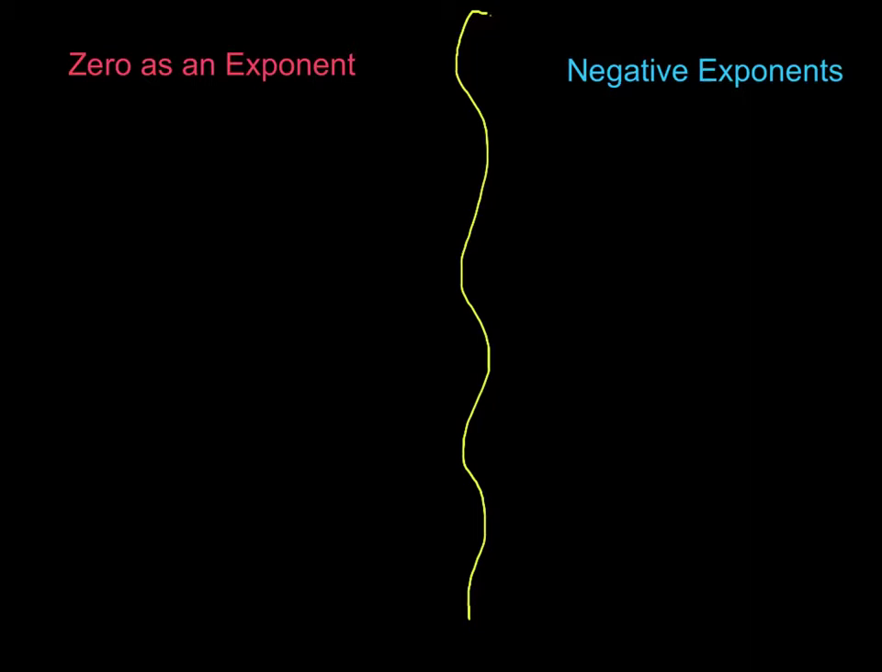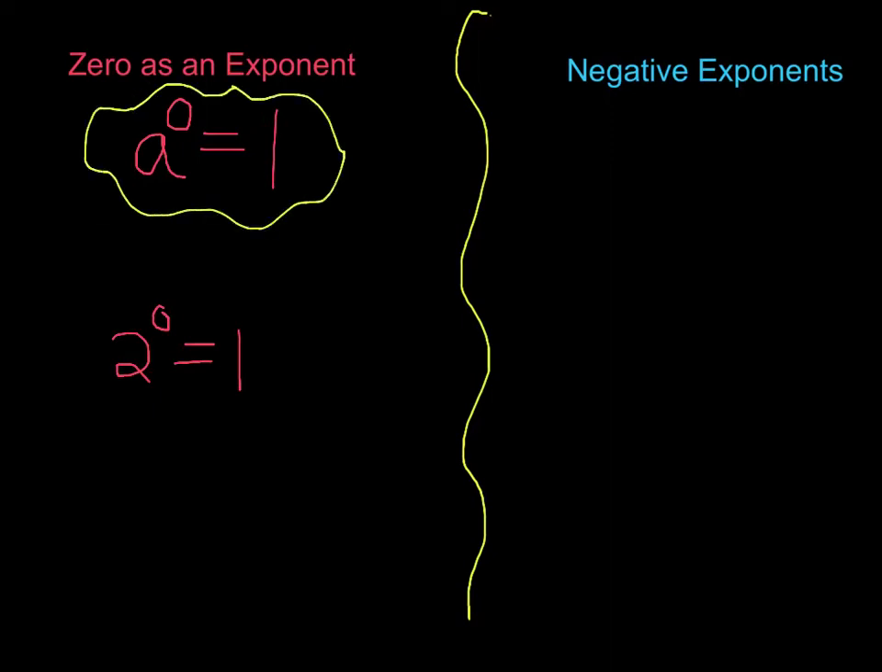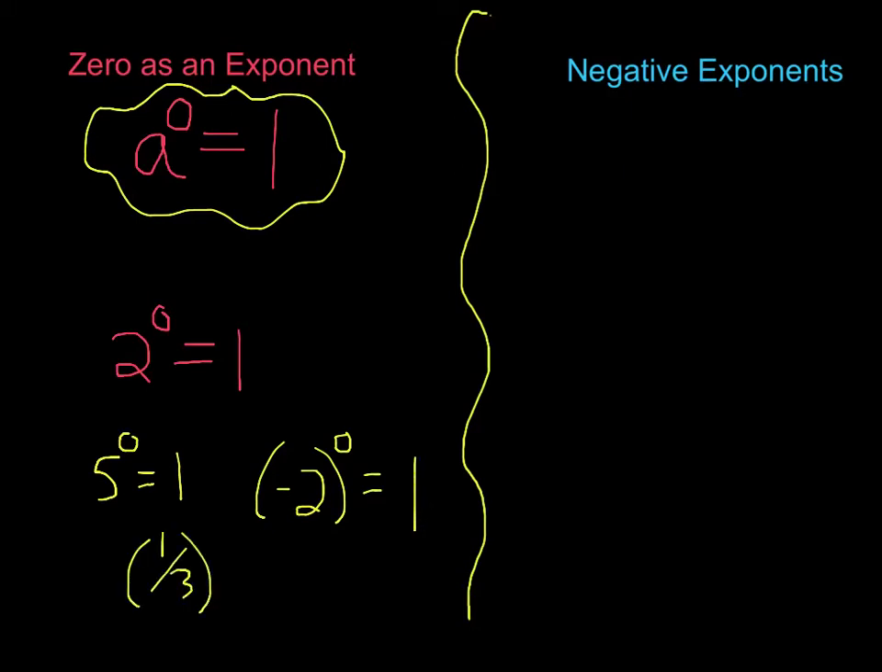In that last example, when we had 2 to the power of 0, it was equal to 1. And actually, any number, no matter what it is, to the power of 0 is always 1. So this is a rule you will definitely need to know. So some other examples, 5 to the power of 0 is 1. Even if you do a negative number, negative 2 to the power of 0 is 1. Or even if you do a fraction, 1/3, anything to the power of 0 is always 1.